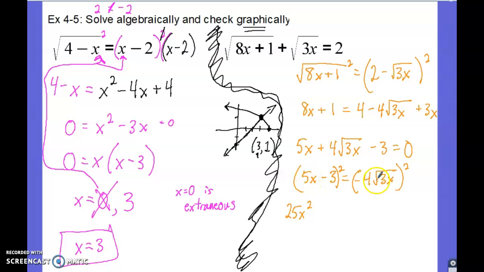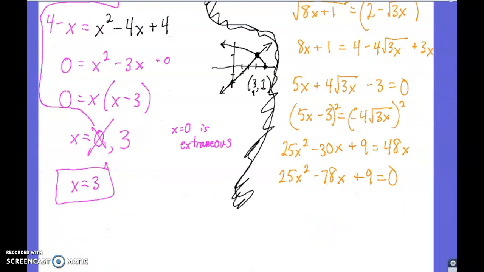25x squared, it would be negative, what do we get? 5 times 3 is 15, 15 would be negative 30x plus 9 equals, that would be 16 times 3, because 4 squared times 3 is 48x. Oh my goodness, this is an ugly problem. 25x squared minus 48, 58, 68, 78x plus 9. Ugh, I'm already tired. Imagine how you guys feel.